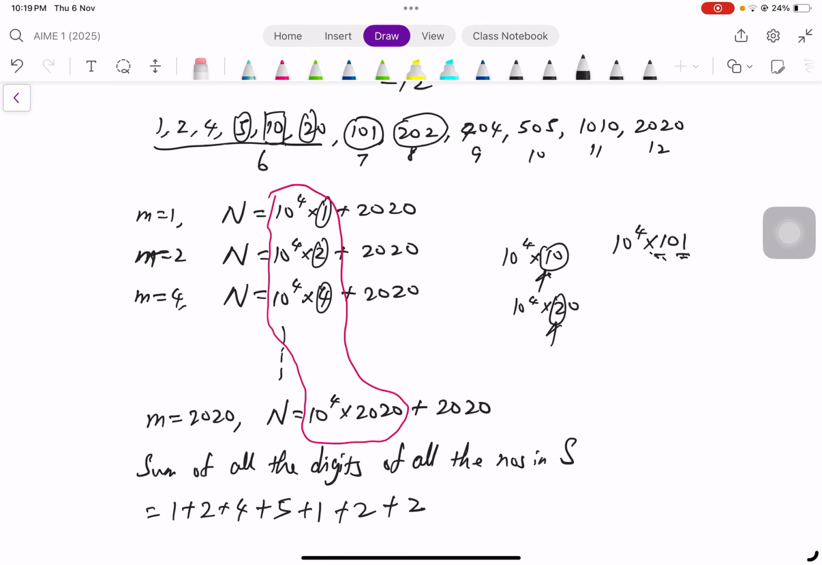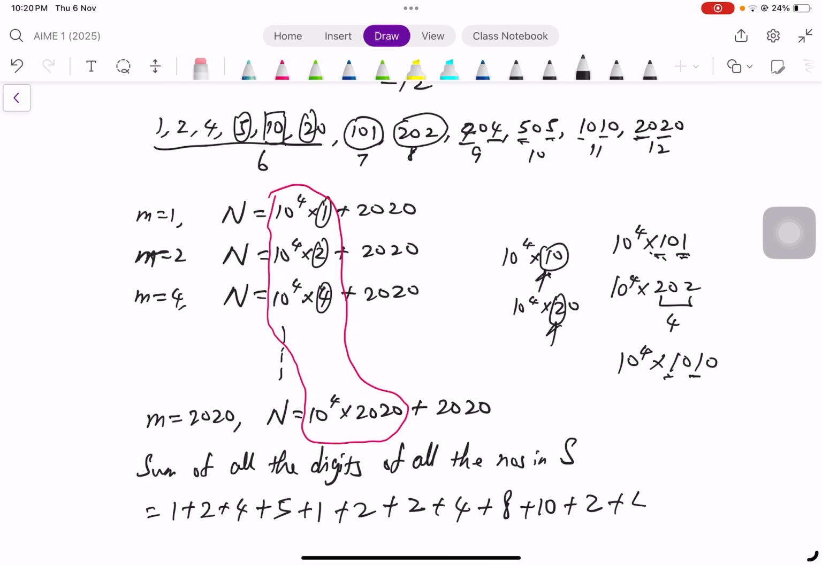Then you look at 202, which is 2 plus 2, which is 4. Then 404, which would be 8. And then 505, 5 plus 5, which gives you 10. After that, you look at 1010, that means 10 to the power 4 times 1010, which counts as 1 plus 1, therefore 2. And finally, 2020, therefore this part is 4.